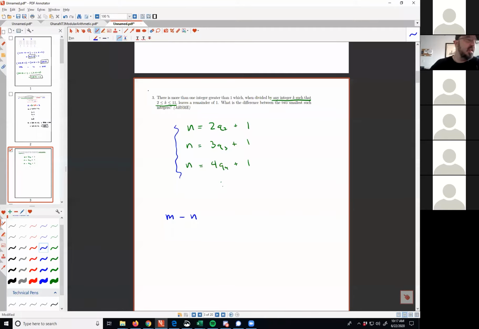We're going to have a bunch of statements. Actually, let's focus first just on this. Both of these numbers are 1 more than a multiple of 2. So what happens when we subtract them? You get a multiple of 2. That's exactly right. Thank you. The difference is a multiple of 2.